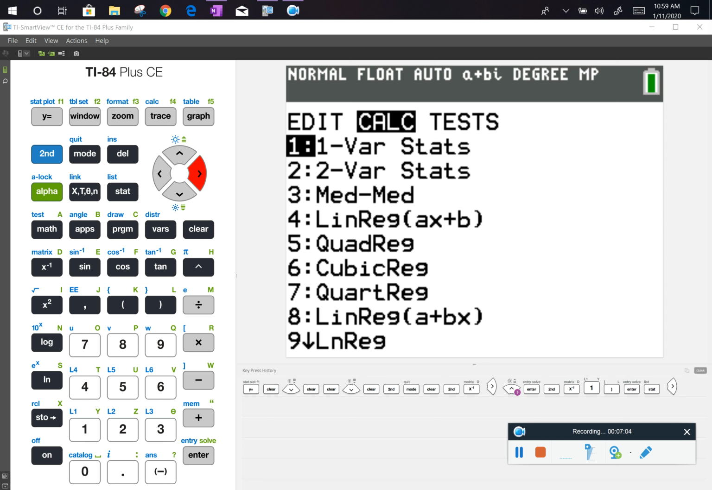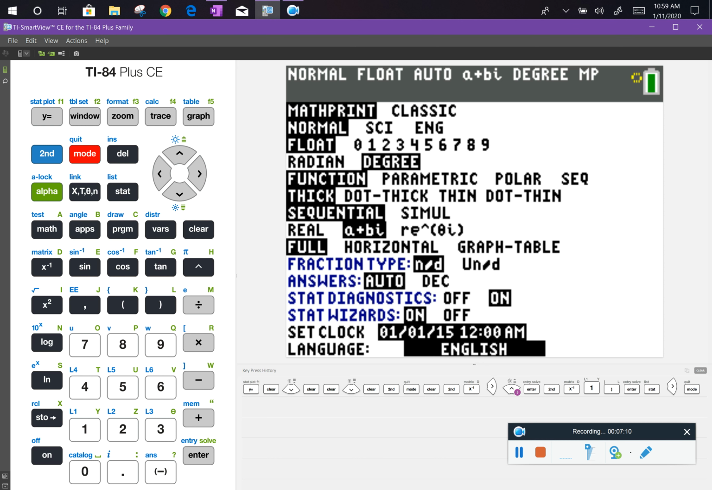Before you start using regressions, it's a good idea to make sure that your diagnostics are turned on. So if you hit your mode button, you'll see this list of settings for your calculator. You want to look down here, mine are in blue, it says fraction type, answers, and then stat diagnostics. You want your stat diagnostics turned on. If yours are off, take a moment and turn them on, because you won't get all the information you need unless those diagnostics are on.